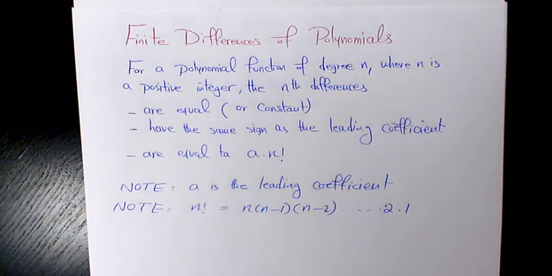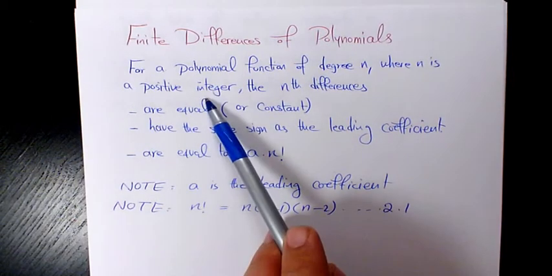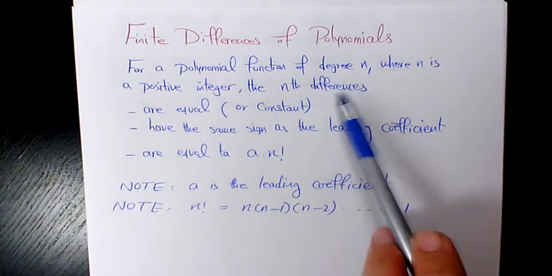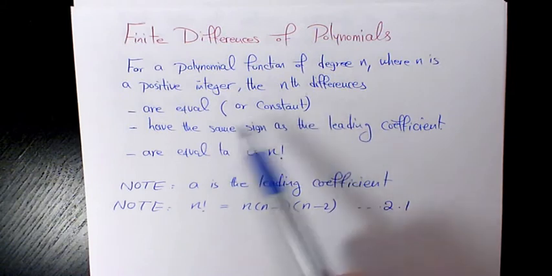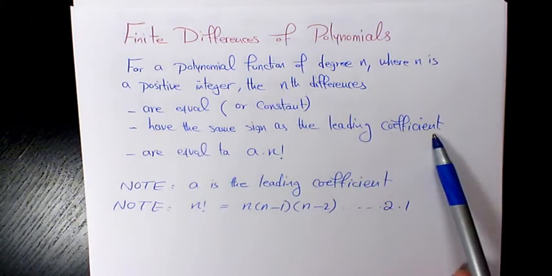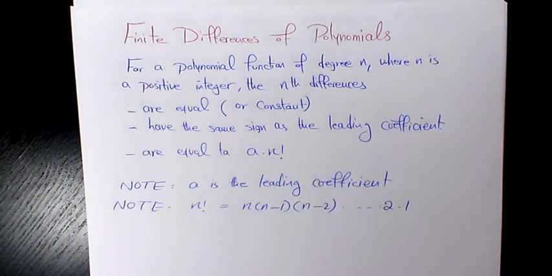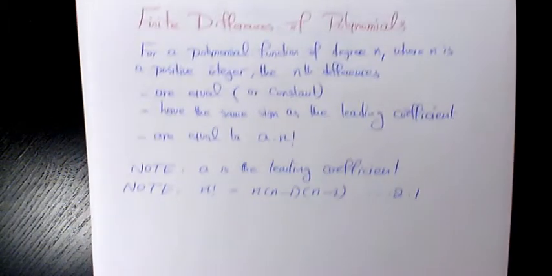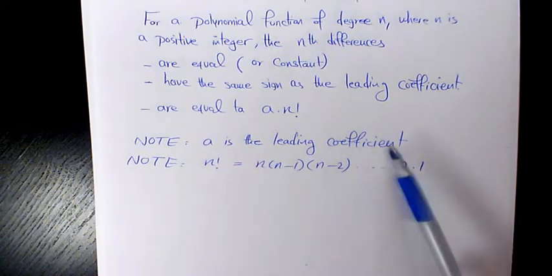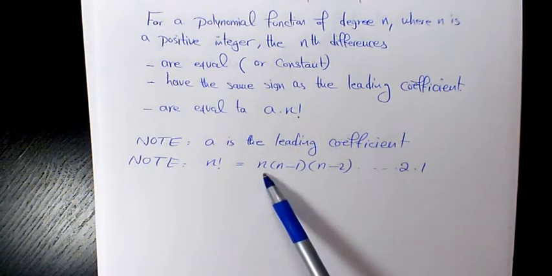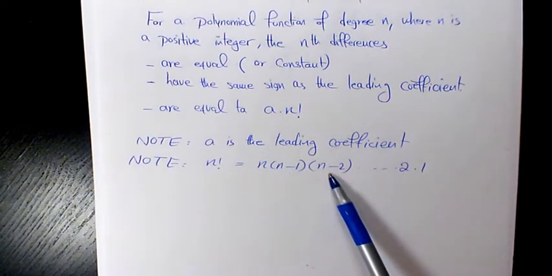Welcome to another video. In this video I want to talk about finite differences of polynomials. For a polynomial function of degree n, where n is a positive integer, the nth differences are constant, have the same sign as the leading coefficient, and are equal to a times n factorial. What does that mean? a is the leading coefficient and n factorial is n times n minus 1 times n minus 2 and so on until 1.